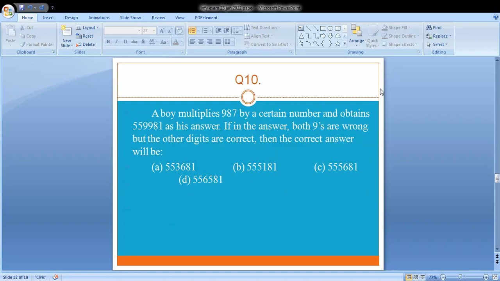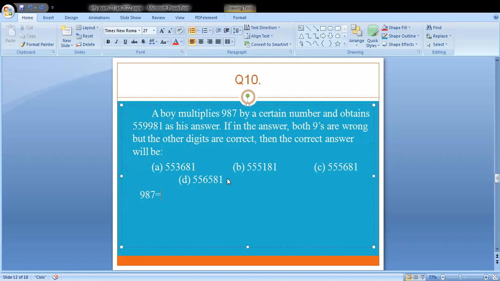A boy multiplies 987 by a certain number. So 987 can be written as 3 into 7 into 21. No, it's not correct. 3 into 7 into 47. So what is the question?